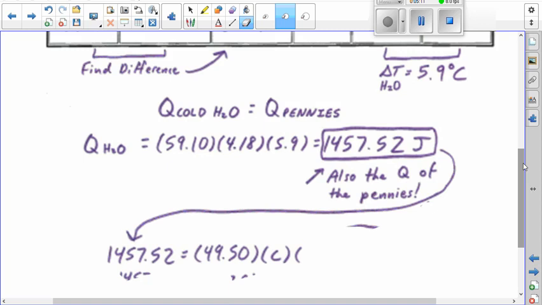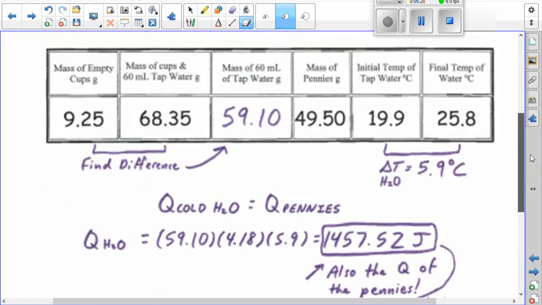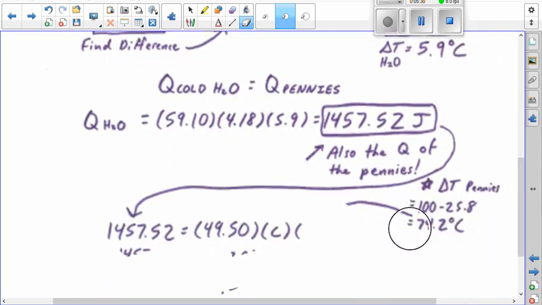You toss them in the cup, and they send energy into the water until the water and the pennies reach the same temperature, and there is no longer a high and low temp. It's just all the same. And so the pennies were at 100, and they went down to the 25.8 here at the end. And so the delta T of your pennies is 74.2 degrees, and that is what you use right here for your delta T.